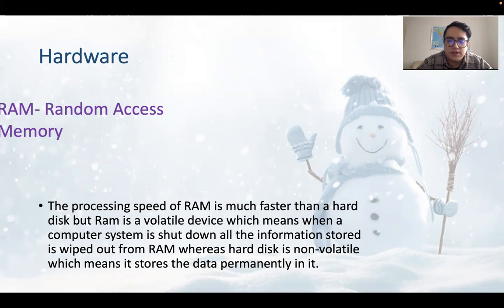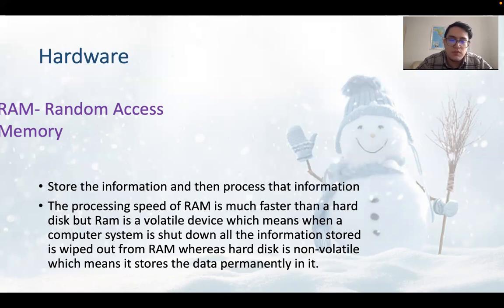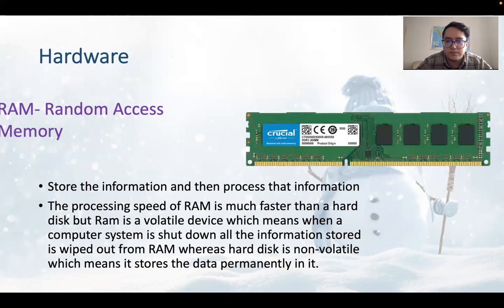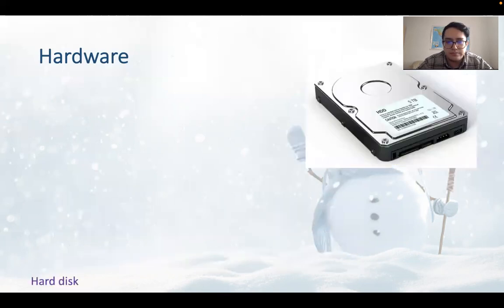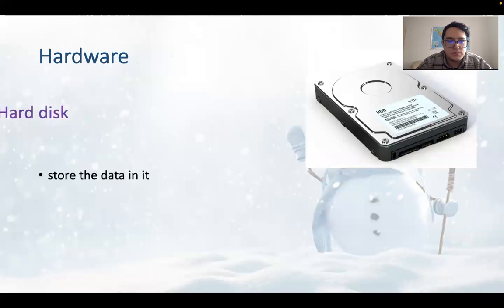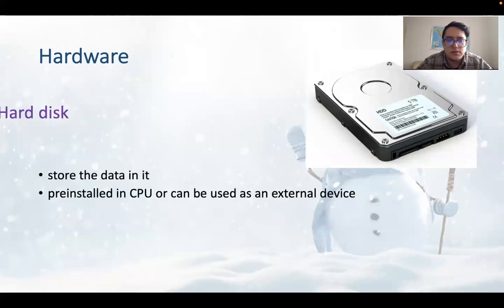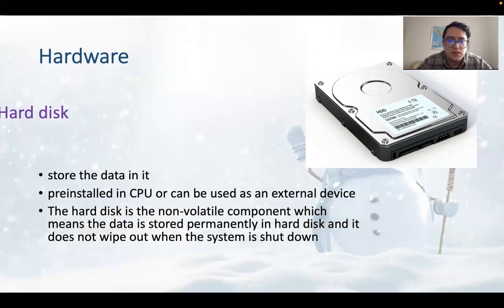But hard disk stores the data permanently. So what you can remember is RAM, when you shut down the computer, it will delete that information. And hard disk is what keeps the data permanently in the device. So it stores the information and processes the information. This is the RAM. This is the hard disk. It stores data and it's pre-installed in the CPU or can be used externally also.